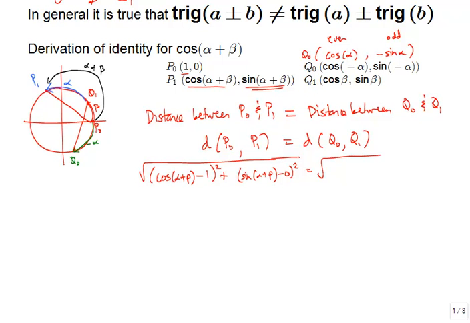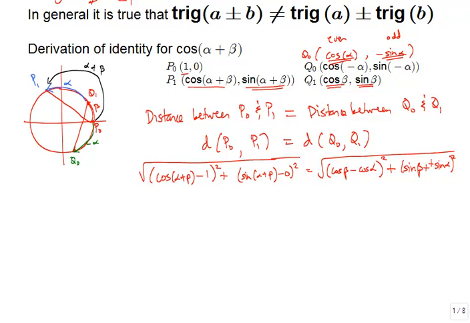Now let's do the distance between Q0 and Q1. So we're going to subtract these two x's. So this x and this x. So cosine beta minus cosine alpha, quantity squared, plus the difference in the two y's. So this y minus this y. So sine of beta minus negative sine of alpha, quantity squared. You do get a double negative there, so it's going to turn positive.